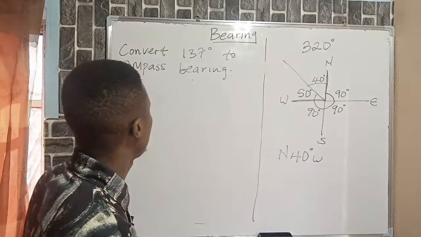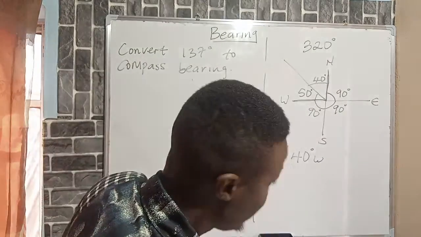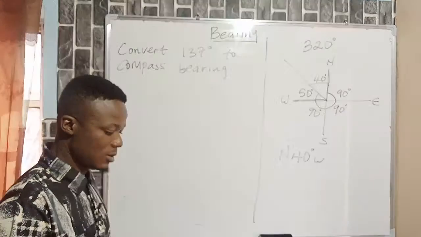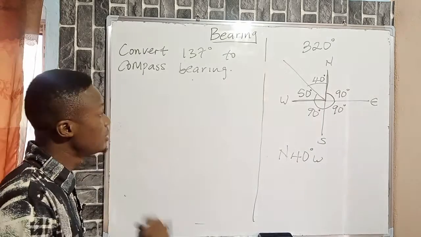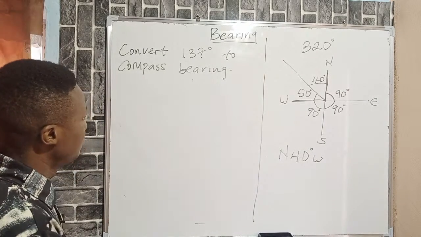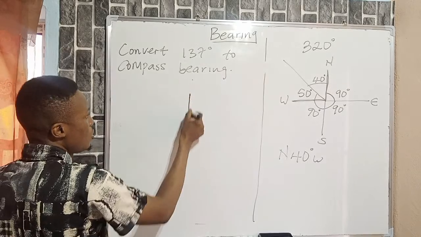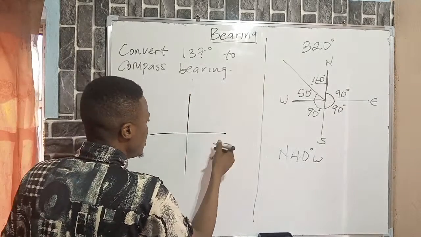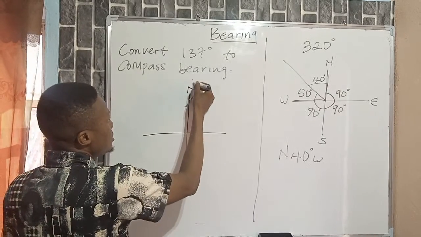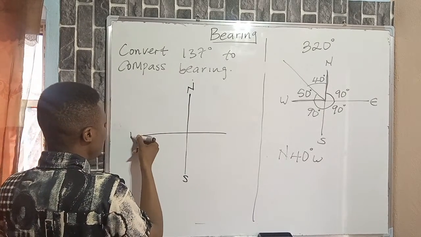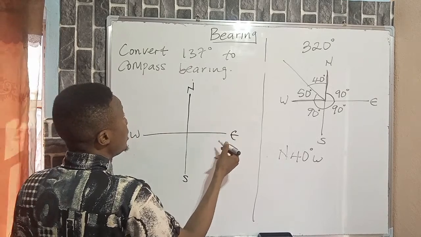Remember, it is 137 degrees in the compass bearing. You can comment your answer in the comment box to be sure you got the right thing. So I'll go through them. 137. As usual, you draw your cardinal points. Having drawn the cardinal points, this is the north, the south, the west, and the east.